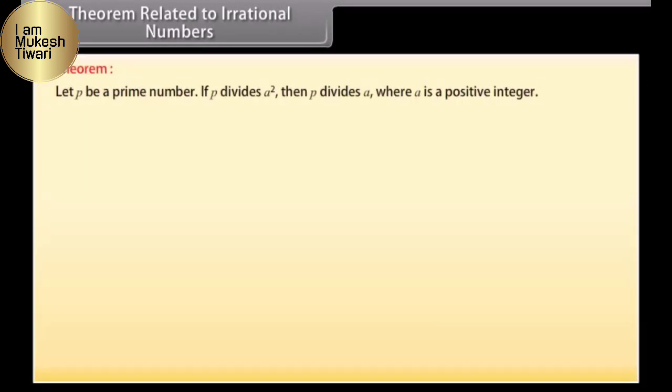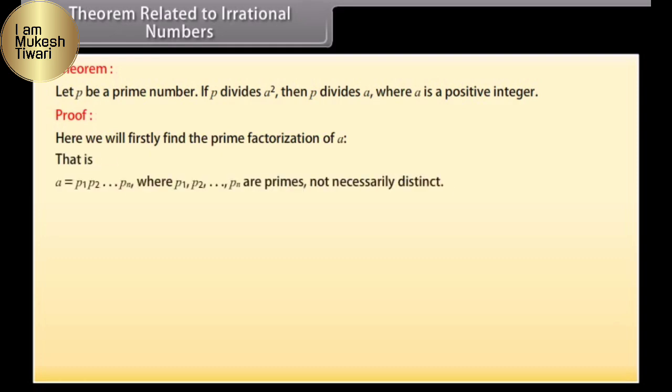Theorem related to irrational numbers. Theorem: Let p be a prime number. If p divides a square, then p divides a, where a is a positive integer. Let us prove this theorem. Proof. Here we will first find the prime factorization of a. That is, a is equal to p1, p2, and so on till pn, where p1, p2, and so on till pn are primes, not necessarily distinct. Therefore, a square is equal to p1, p2, and so on till pn, times p1, p2, and so on till pn, which is equal to p1 square, p2 square, and so on till pn square.